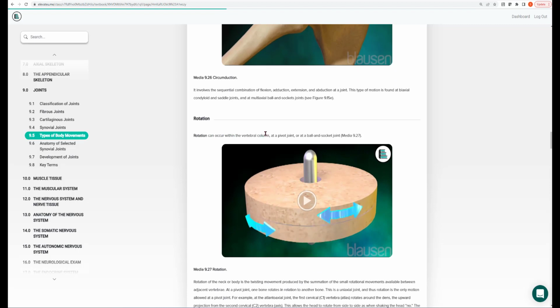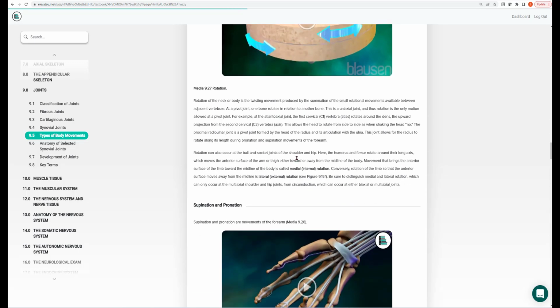Rotation, again, back to the idea of the pivot joint, our atlantoaxial joint, where we can pivot or rotate. Same thing, pivot or rotate. It's also possible to do rotation. Think about your lower limb, and you are able to rotate inwardly, medially, and you can also rotate outwardly your entire leg. That's at that multi-axial coxal joint. So lateral or external rotation versus medial or internal rotation.